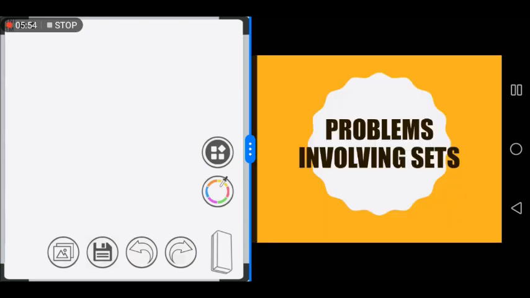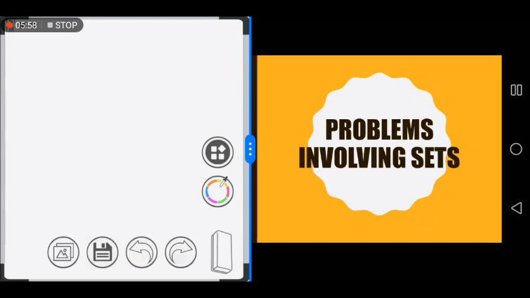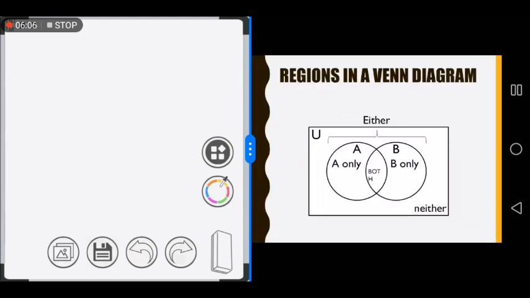Okay. So, let us proceed with the problems involving sets. We will use the Venn diagram to solve these sets. It is important for you to take note of the keywords. Usually, the keyword we use for intersection is both.